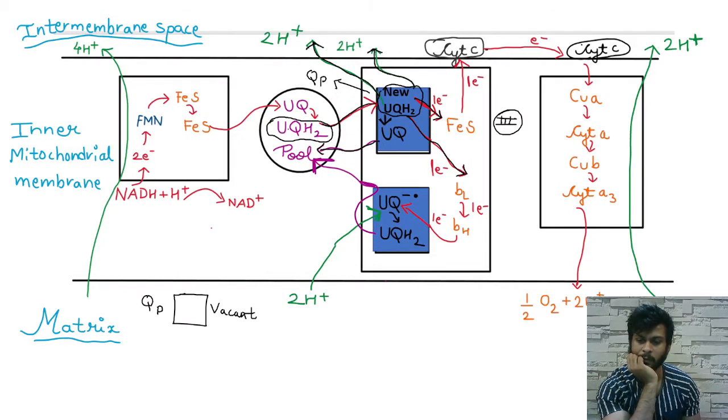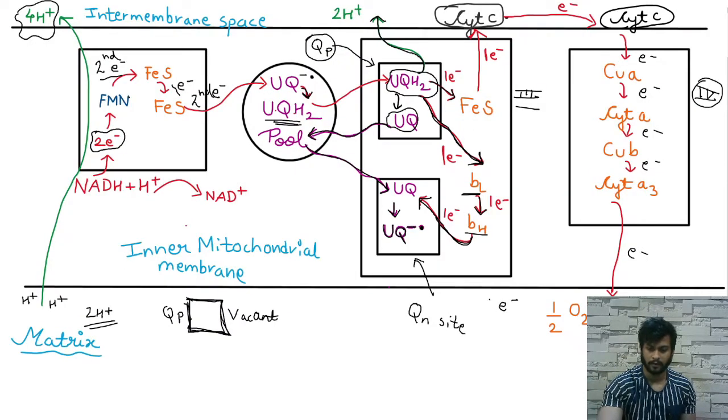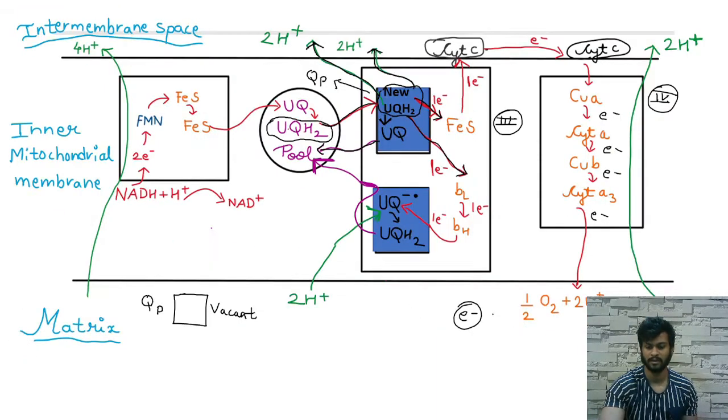So this first electron will be accepted by cytochrome C. Cytochrome C will go and bind to complex 4. It will transfer this electron to CuA, followed by cytochrome a, followed by CuB, followed by cytochrome a3, and finally it will enter the matrix. Now previously this electron was also there, and this is the second electron.